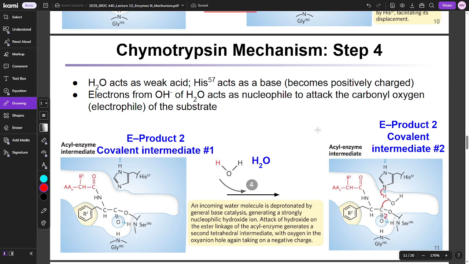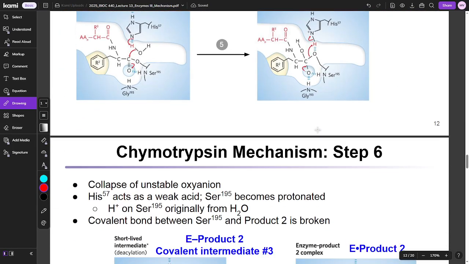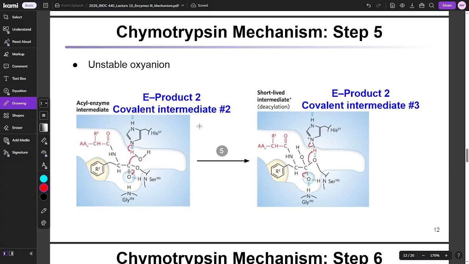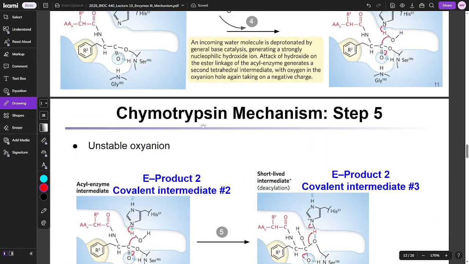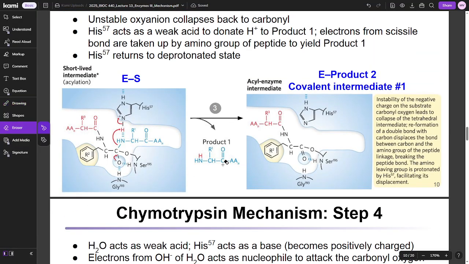So now, you basically go through the same reaction again to replenish the catalytic triad of this protein, because you need the protein to be usable again after it's done. So how do we do that?